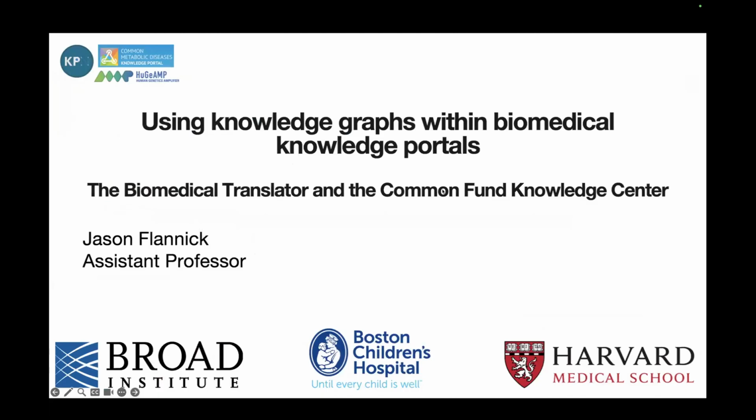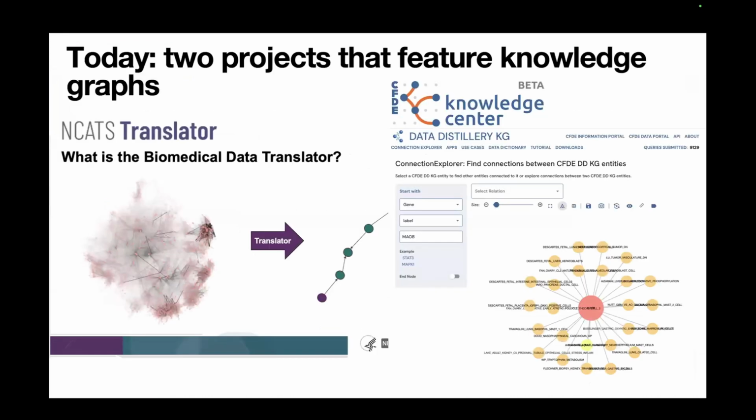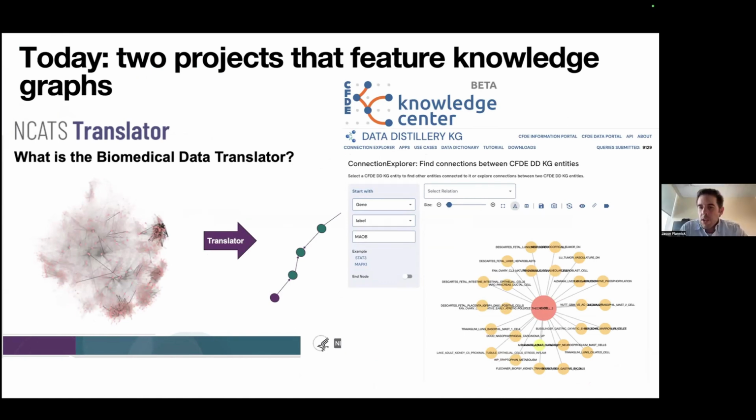So, as Ko-Wei said, I'm going to talk today about a couple of projects that our group has been involved in, both of which make use of knowledge graphs. One is the NCATS Biomedical Data Translator, and the other is the Common Fund Data Ecosystem Knowledge Center.